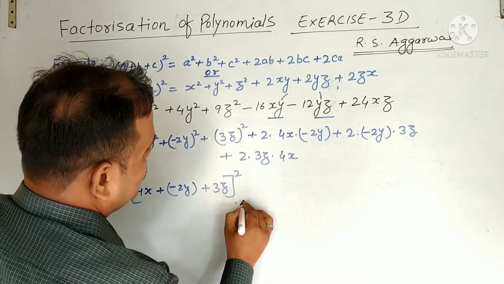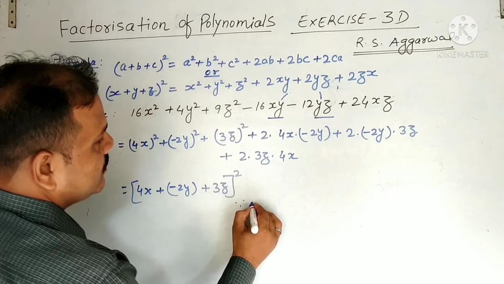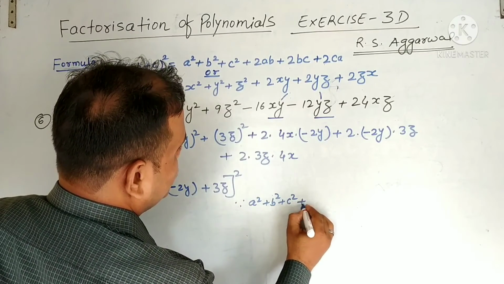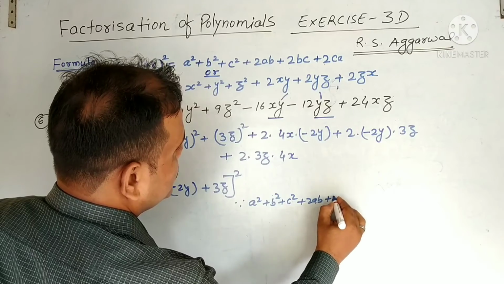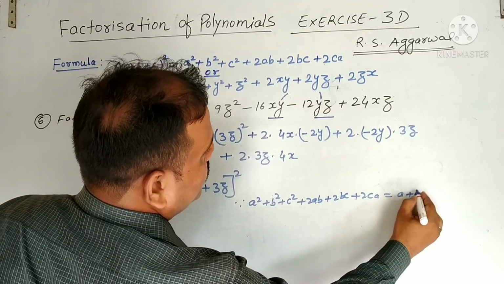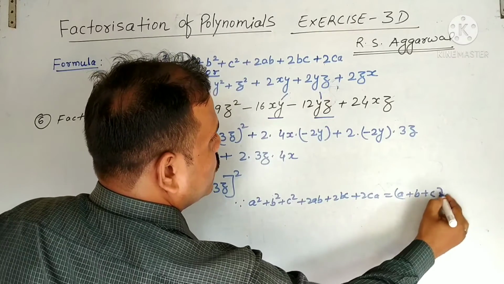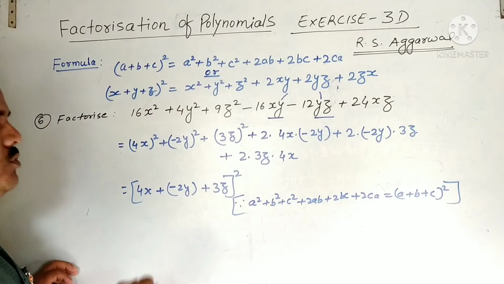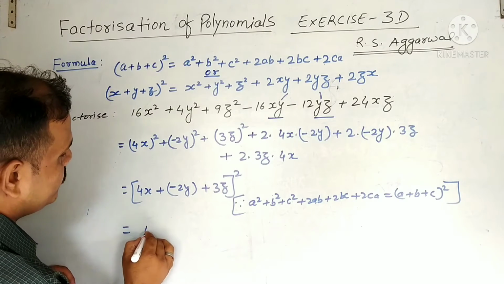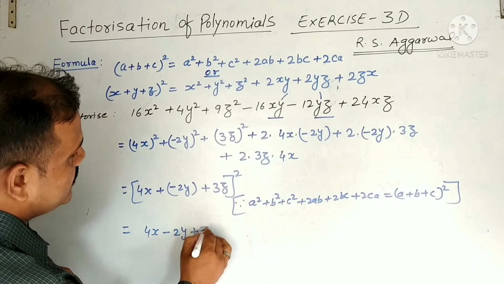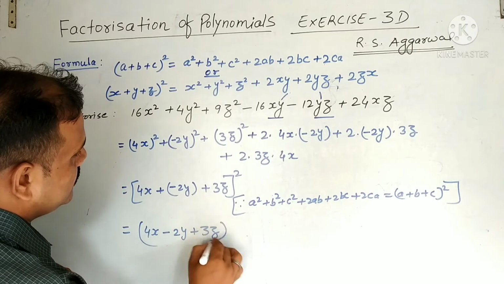Here you use the formula, a square plus b square plus c square plus 2ab plus 2bc plus 2ca equal to (a + b + c) whole square. You must mention which formula you are using. Then after you write here (4x plus minus 2y plus 3z) whole square, that is (4x - 2y + 3z) whole square.